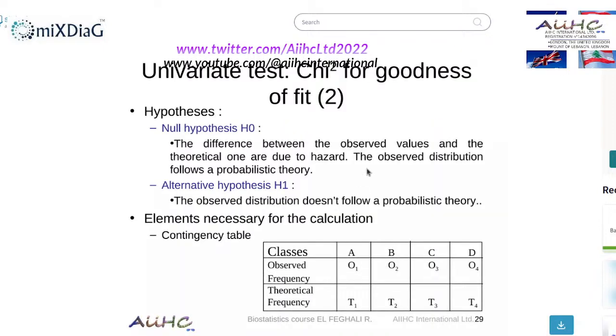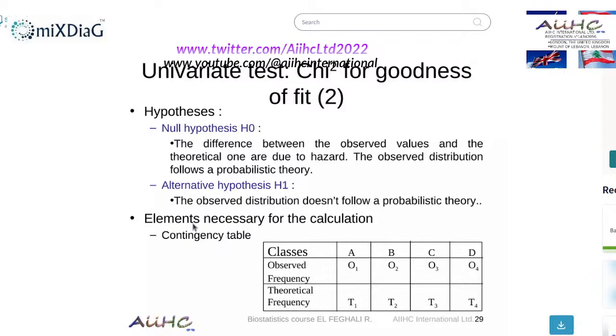Chi-square for goodness of fit, the same thing. So we'll put H0, H1. Like we said, H0: there's no difference of ages between our two samples, the theoretical one and the experimental one. So the differences are due to hazard, there's no difference, which means the observed distribution follows a probabilistic theory. Alternative hypothesis H1: the observed distribution doesn't follow the probabilistic theory necessary for calculation.